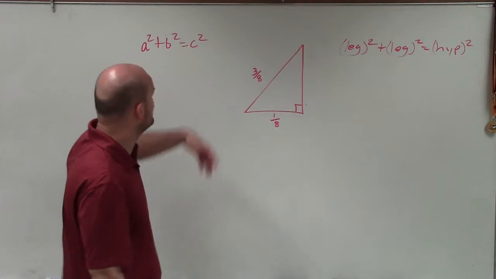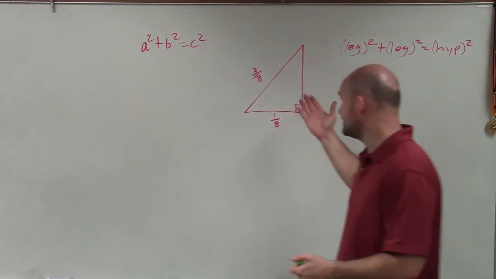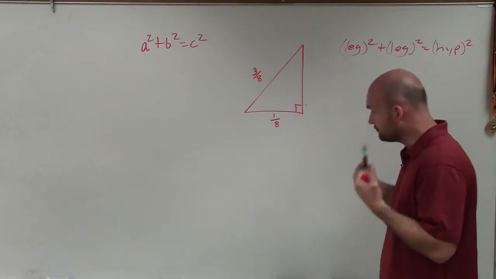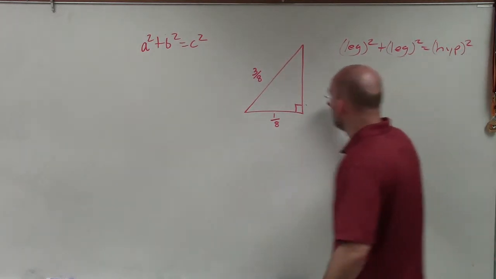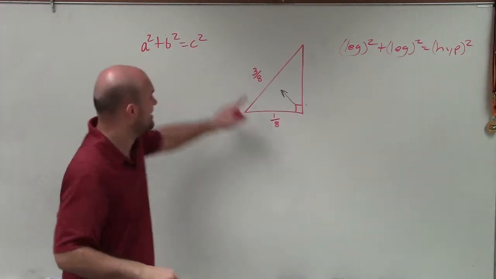Welcome. What I'd like to do is show you how to apply the Pythagorean theorem when given a triangle like this, and we know it's a right angle. So the first thing I want to do is identify what is the hypotenuse. So I draw a nice little line across from my right angle, and I can identify this is my hypotenuse.